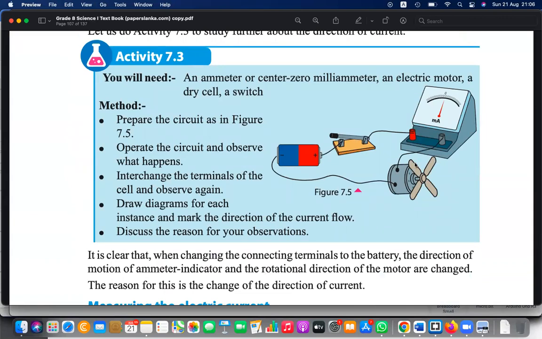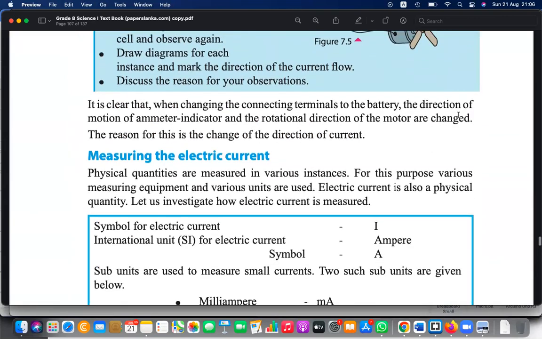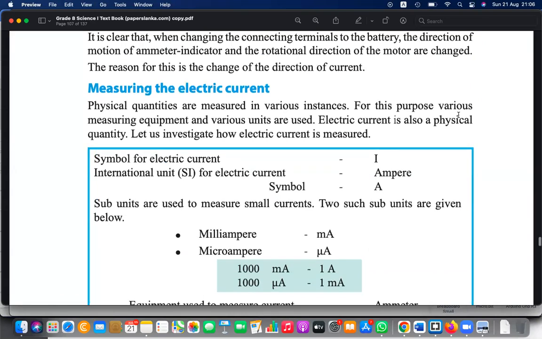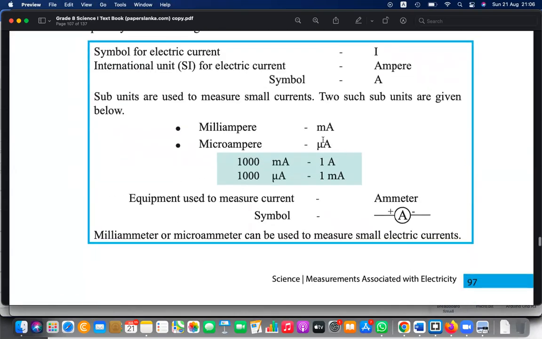And you can see here, that is connected. This is the milliammeter. It is connected here, and it is turning this way. Means the power goes from here. So you can measure which direction the power goes. Okay, and these measurements I will explain.